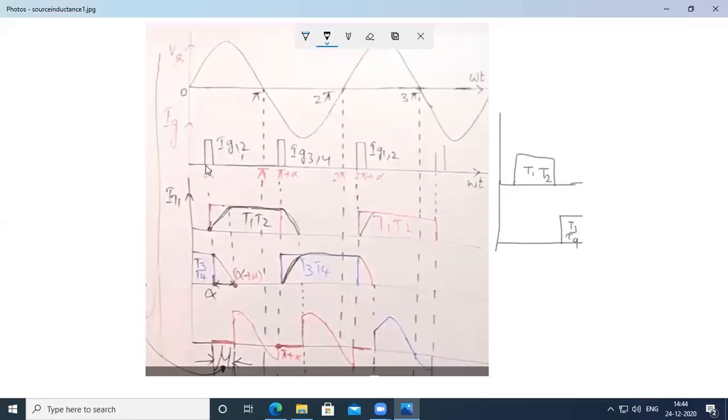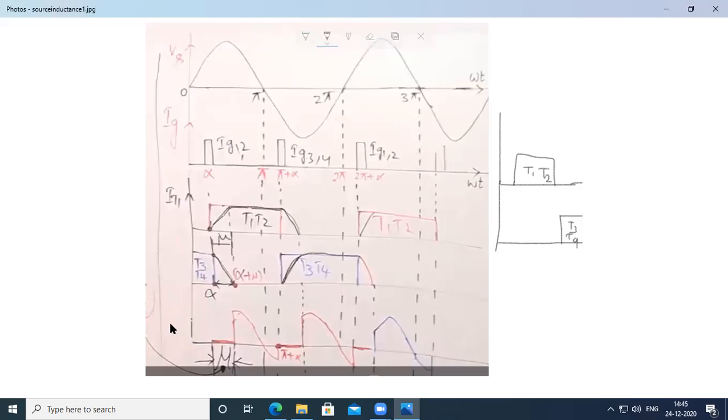So what will happen during these portions, that is from alpha to a certain time, suppose let us consider this time is mu. At this time, you can understand that T1 and T2 are on here. Similarly, T3 and T4 are getting down, that is, they will be off there. So during this portion, T1, T2, T3, T4 are all in conduction. So what will happen? All the thyristors are on, which means the thyristors are getting shorted.